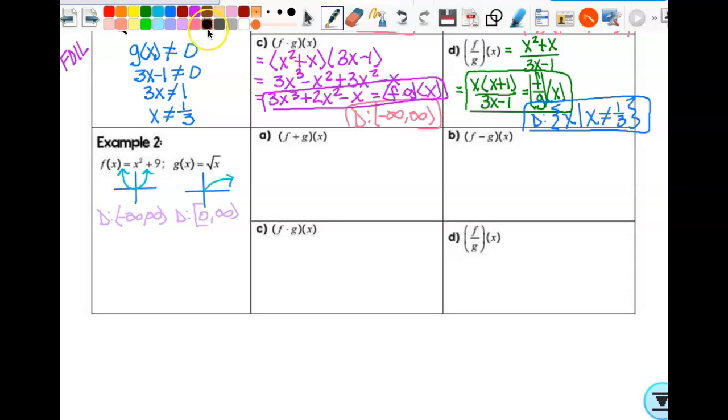So let's talk about what this means. We've got a domain that's all real numbers, and then we have a domain that goes from 0 to infinity. Where do they overlap? 0 to infinity, right? Remember shading in number lines like that? Hopefully. All right, so that means that this is going to be my domain for these first three. Domain goes from 0 to infinity. Then we will revisit the other one once we get there.